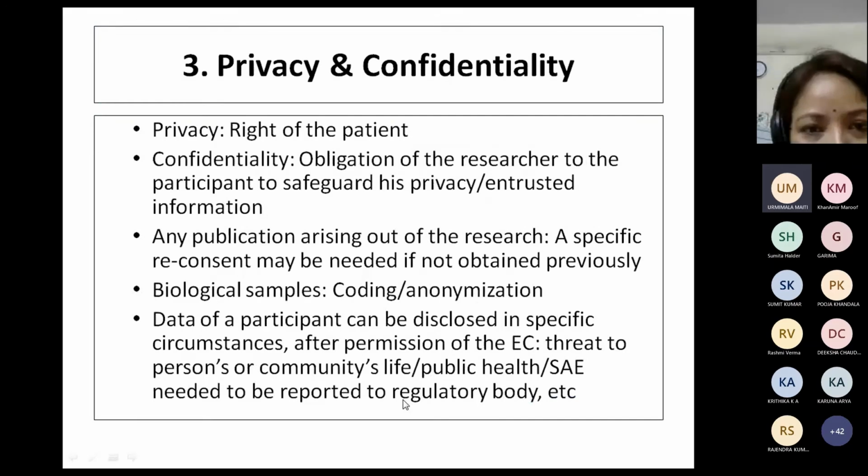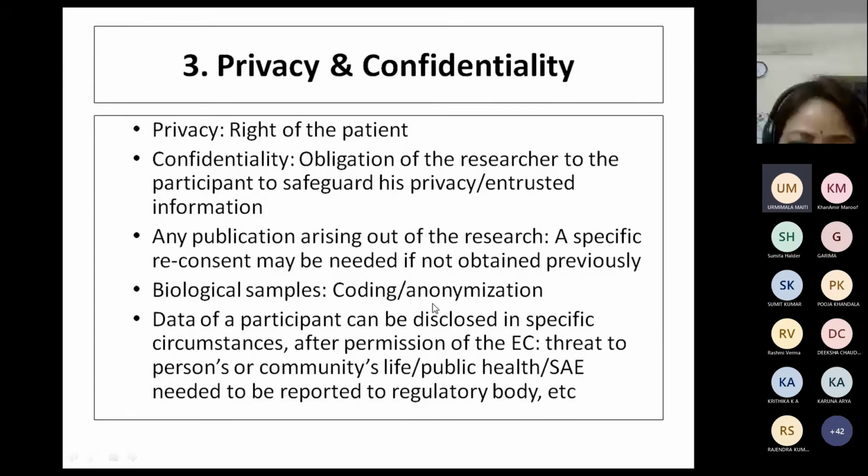So that was all about consent. Your IEC document also has a part on privacy and confidentiality, where you will respect the right of the patient to his privacy, and it is an obligation on the part of the researcher to see that confidentiality of whatever information you have gathered from the participant is maintained. Okay, so for any publication, as I have told you, either you take consent right at the beginning or a specific re-consent may be needed if it is not obtained previously. All biological samples that you have collected should have either coding or they should be anonymized, right?